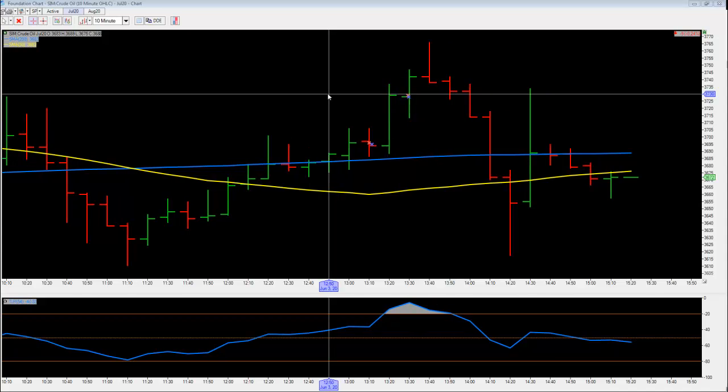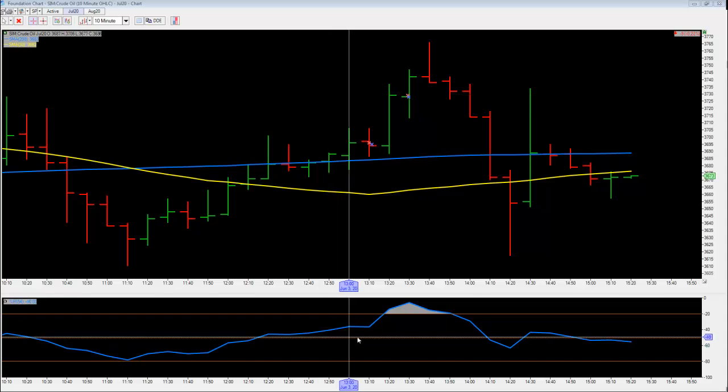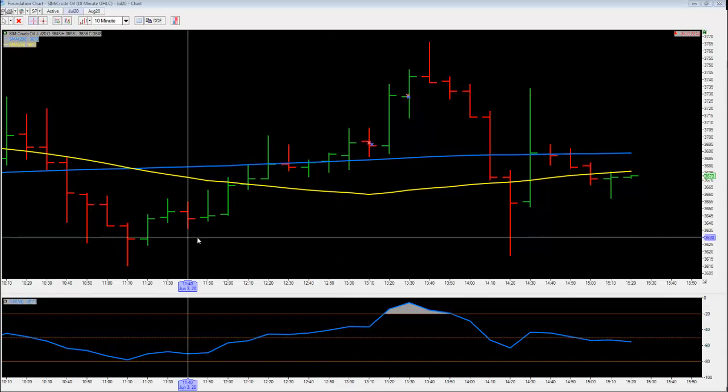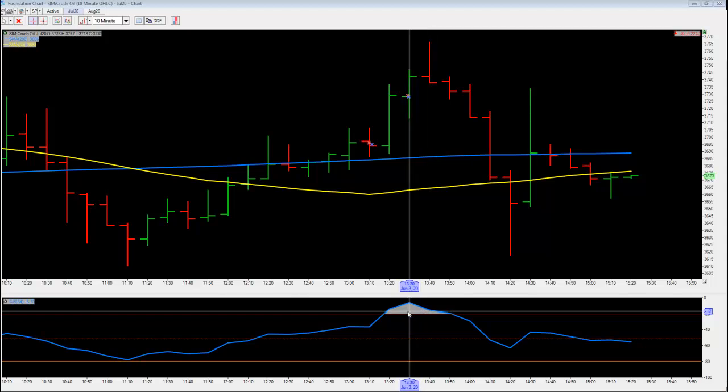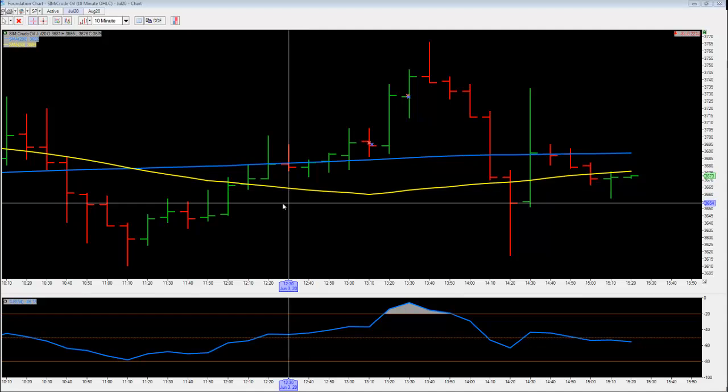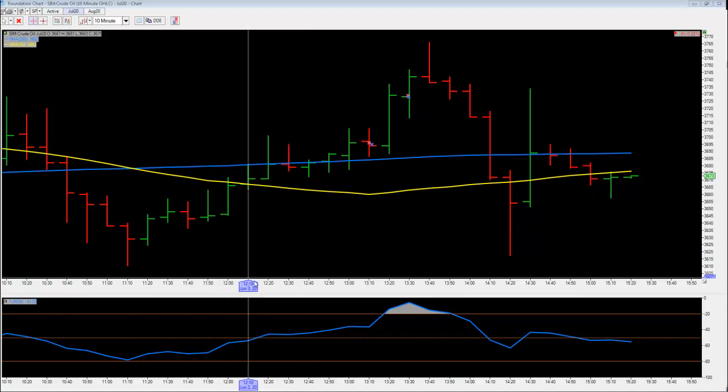So what are we going to cover today? We're going to cover a little bit more of the Williams %R. Notice that I changed the color scheme here to make it a little bit easier for the eye to see: blue, and the fill color in gray. And we're going to talk about cycle highs and cycle lows.